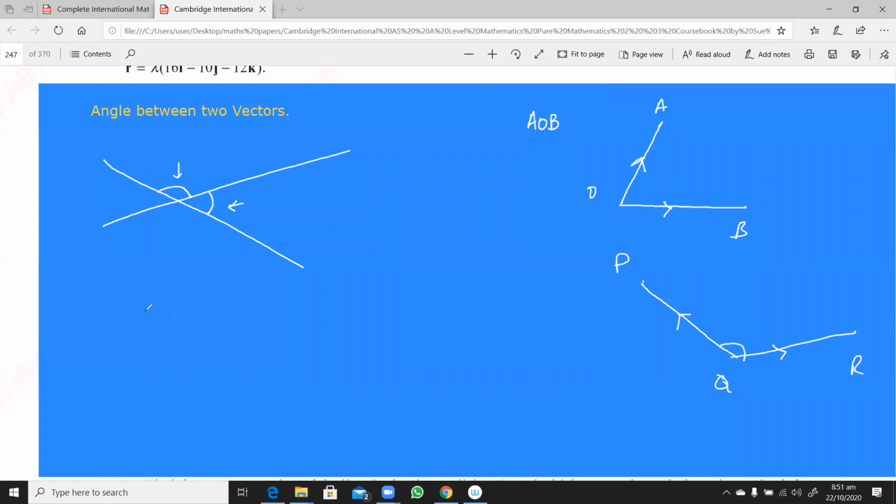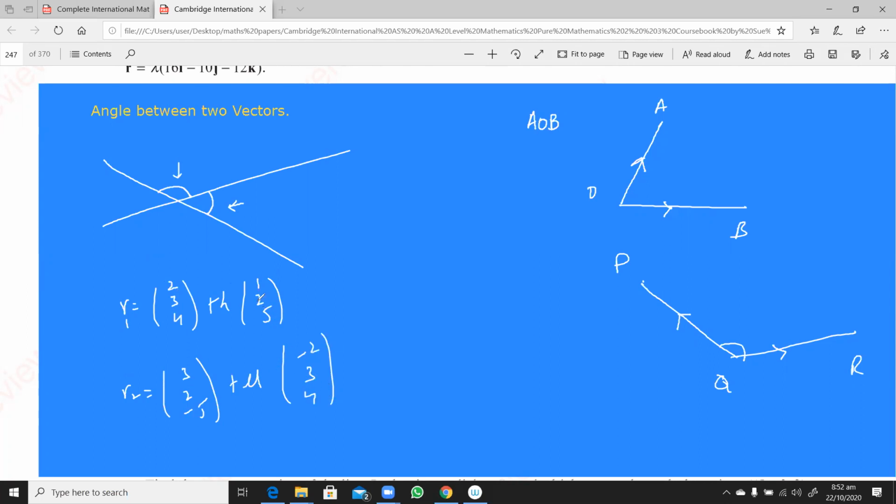So now suppose there is a line r = (2, 3, 4) + lambda(1, 2, 5), okay? This is r1. And the second line is r2 = (3, 2, -5) + mu(-2, 3, 4), okay? So these lines are clearly not parallel. Obviously, when you have to find the angle between two lines, the lines should not be parallel, okay?